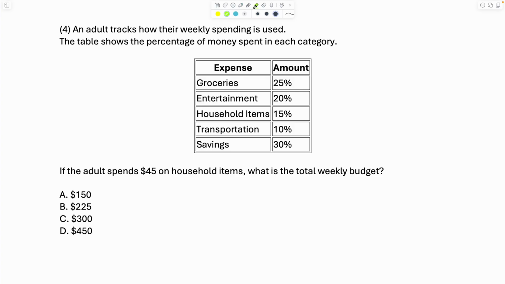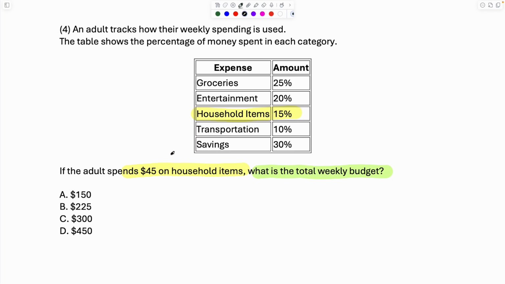For a question like this, there's a lot going on, but we have to think about what we know and what we're trying to find. We know that the adult spends $45 on household items. Over here in the table, household items accounts for 15% of the total weekly budget. And our goal is to find the total weekly budget. So we have to think about what we know once again and how it connects to what we're looking for.